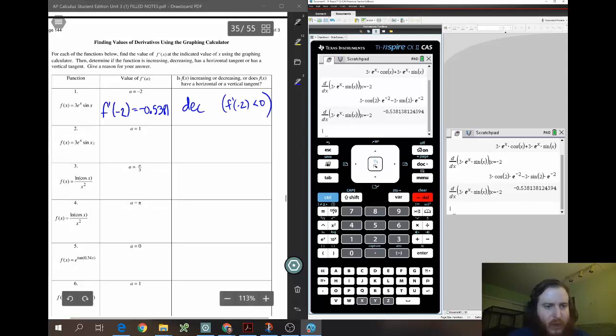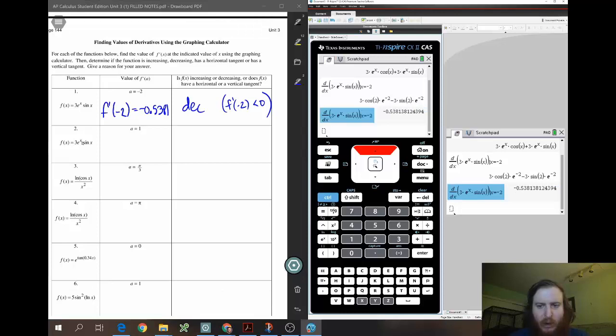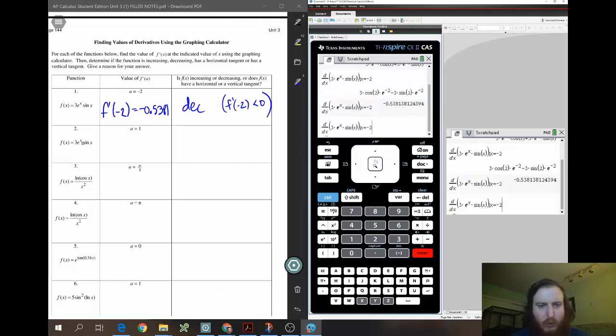Now, this next one, I'm still on number 2. We're still using the same 3 e to the x. So what we can do is we don't have to retype it. We can go up, use the up arrow, and just hit enter. And enter will bring it back down.